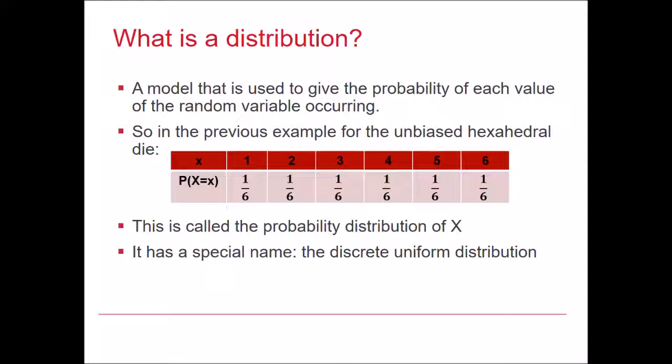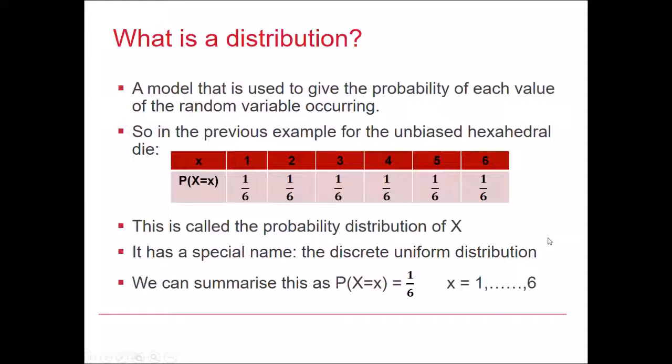In this case, it has a special name, the discrete uniform distribution, and that's because every probability value is the same. We can summarise this as the probability of any score on a dice, capital X being any particular value, lowercase x, is 1/6 for any value from 1 to 6.